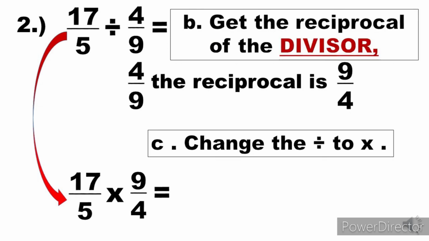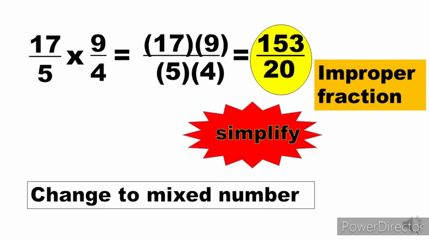And then, the next step is to get the reciprocal of the divisor. So, our divisor here is 4 over 9. And then, the reciprocal is 9 over 4. And then, the next one, we change the divide to times. So, we have now 17 over 5 times 9 over 4.